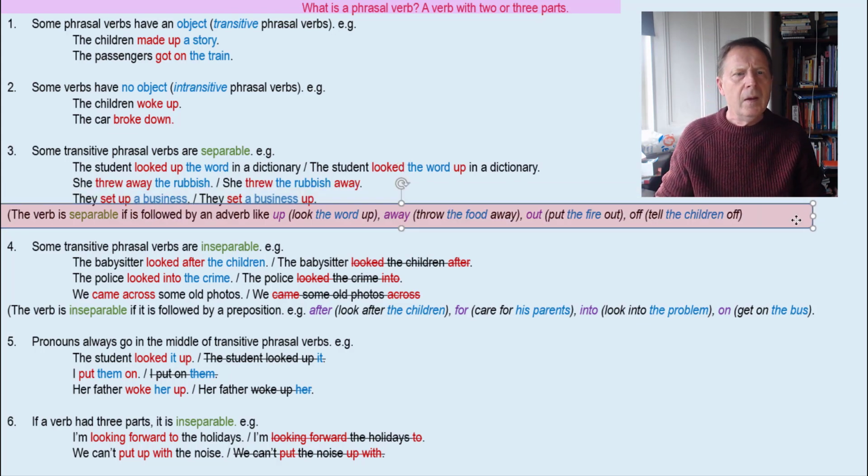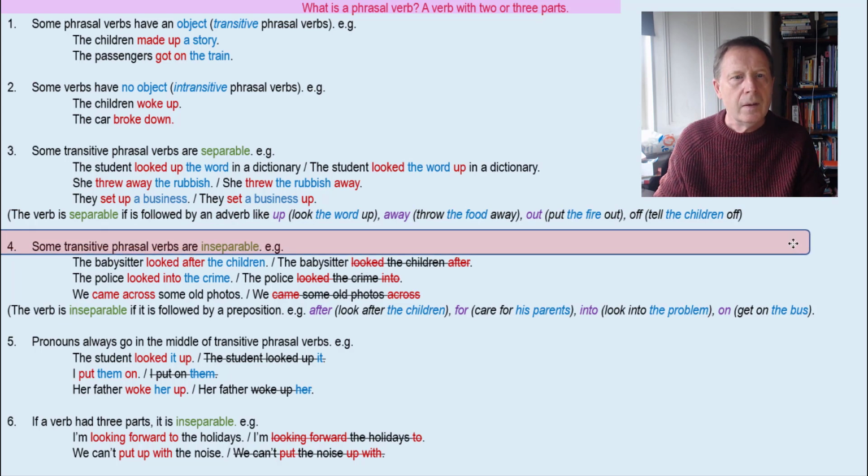Next one. The verb is separable if it is followed by an adverb. Now, you don't need to know the grammatical details, but it's sometimes useful to know that these words are adverbs. For example, up. Look the word up. So up is an adverb. If it's an adverb, the phrasal verb can be separated. Another example. Away. Throw the food away. Next example, out. Put the fire out. Or off. Tell the children off.